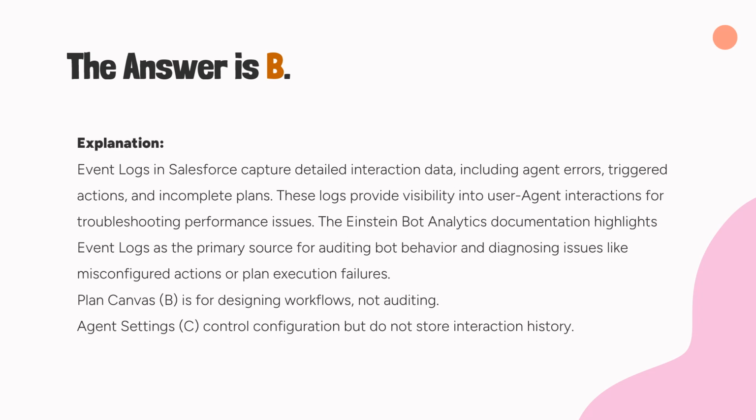Plan Canvas, B, is for designing workflows, not auditing. Agent settings, C, control configuration but do not store interaction history.